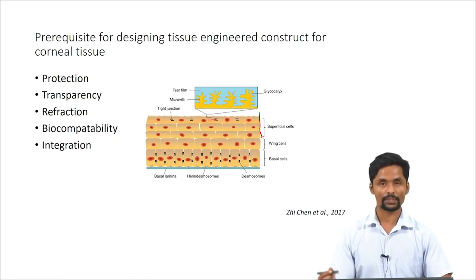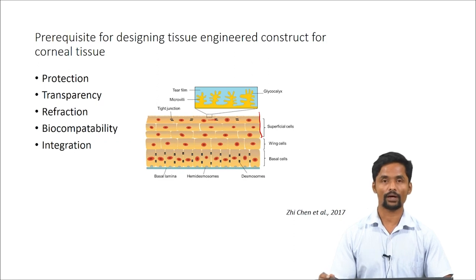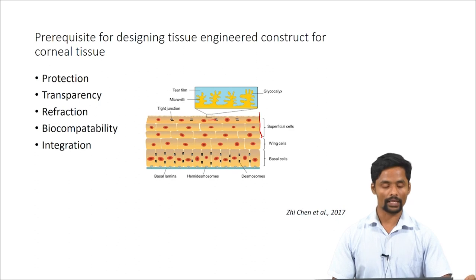And transparency. As we know, the cornea is transparent in nature. The transparency of cornea is maintained by hydration level of the stromal layer. The excess of water in the stromal layer is removed from the bottom endothelium layer by using the metabolic pump, and thereby it maintains the transparency of cornea. Hence, the tissue engineering construct must have the required transparency.